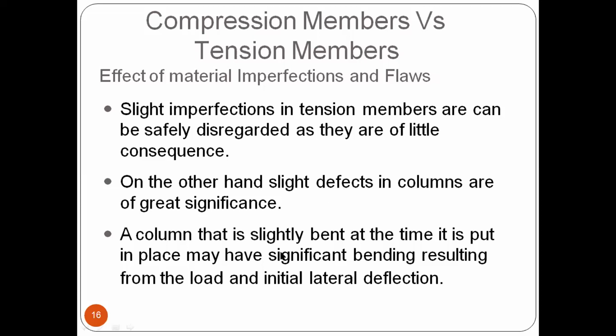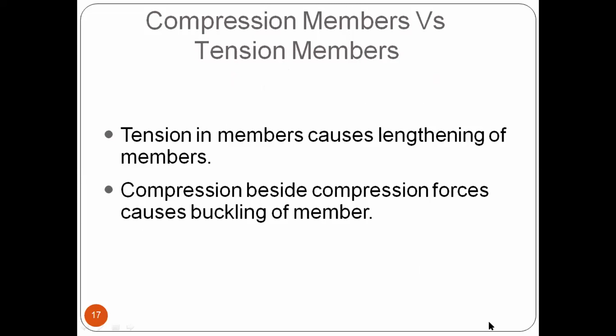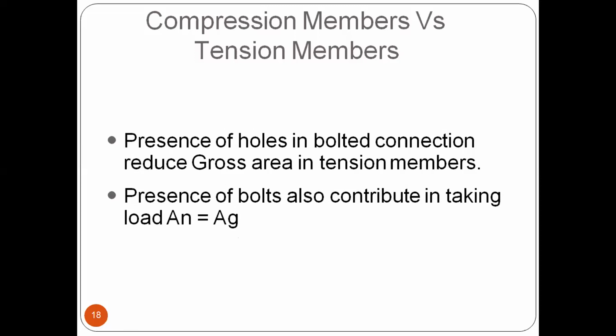Let's say a column is slightly bent at the time it is put in place; it may have significant bending resulting from the load and initial lateral deflection. So that is how your column is supposed to be designed. Imperfections and crookedness will lead to a big problem in compression members. Tension causes a lengthening of members, but compression forces cause buckling of the member. In a tension member, it may cause only a length difference, but in a compression member, when length increases, definitely the member will have more tendency to buckle. So that is the difference between a tension and compression member in steel structures.